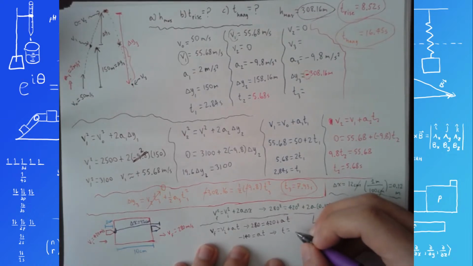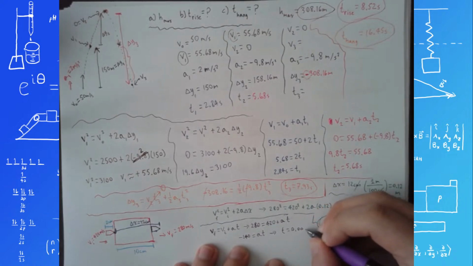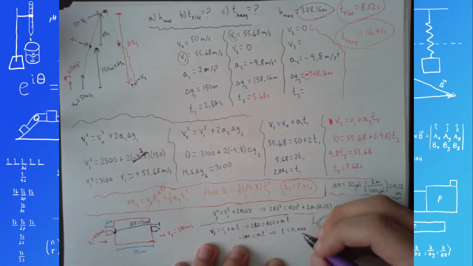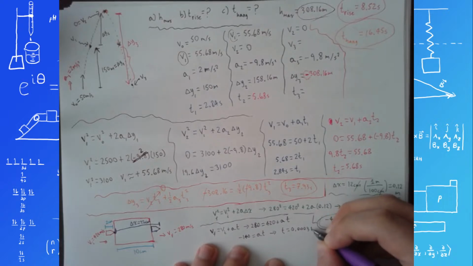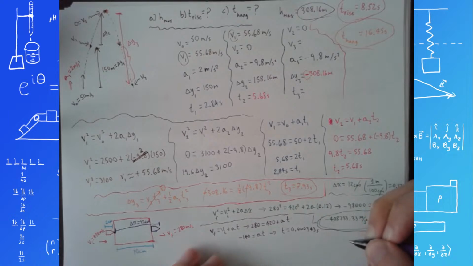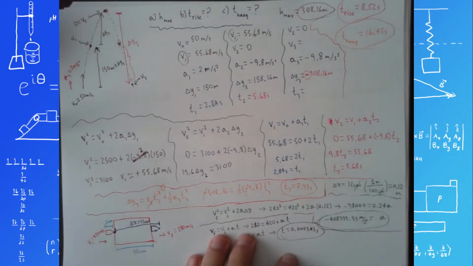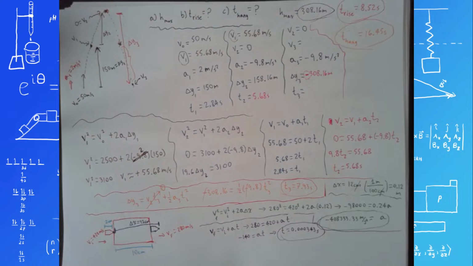Well, actually, no, I'm not. I'm just going to write it as is, 0.000. Let's take 3 digits. 3428 becomes 343 seconds. Yeah, I think 3 sig figs is good enough for this one.